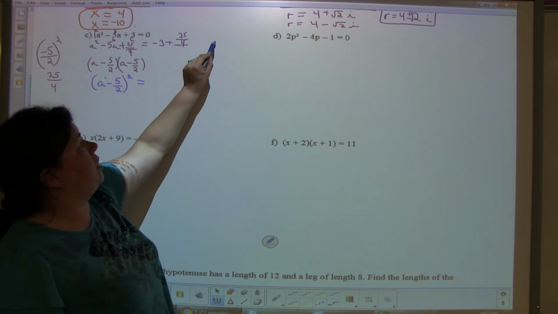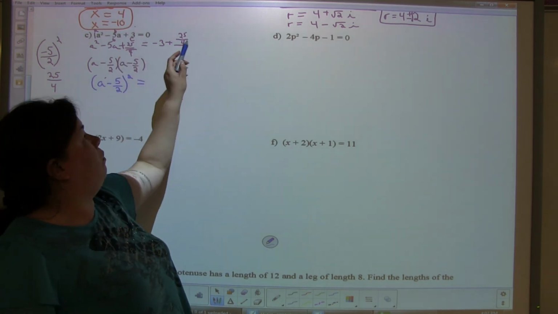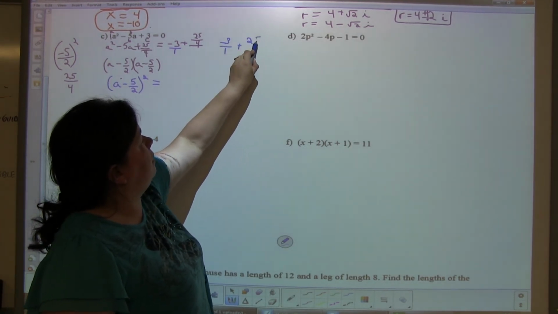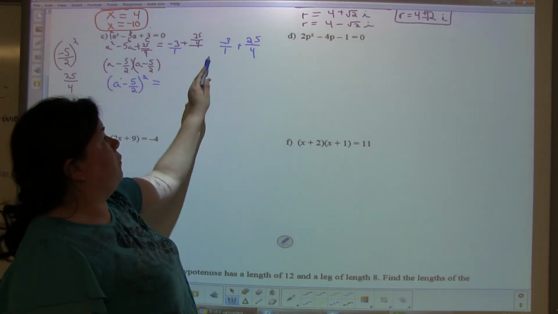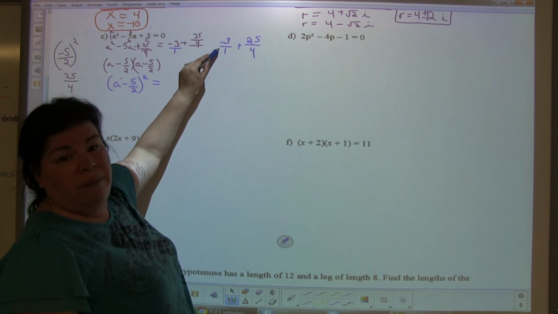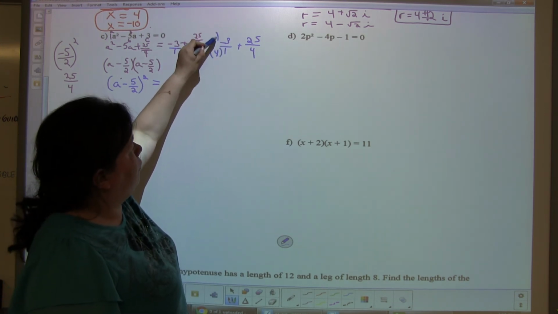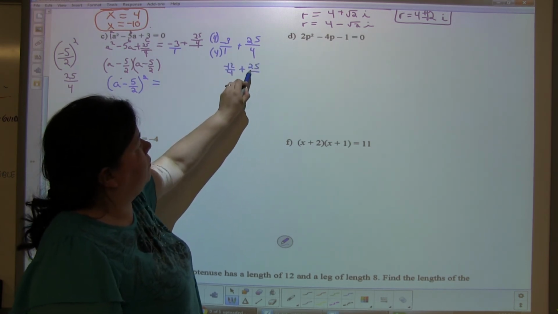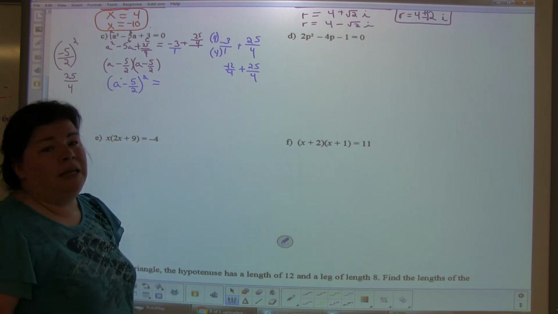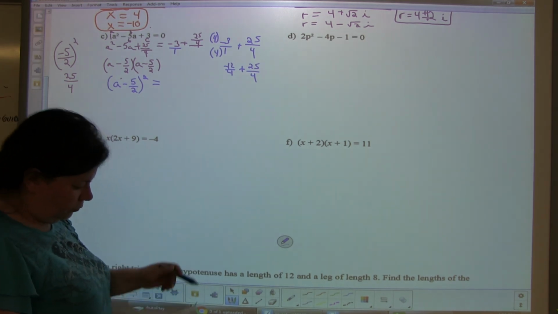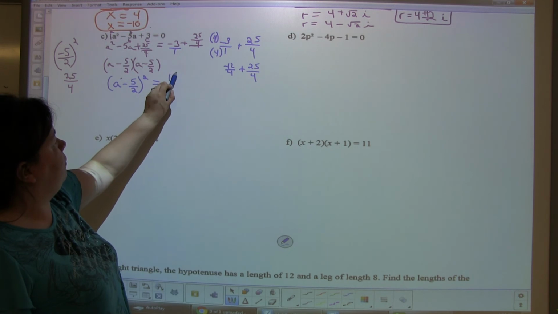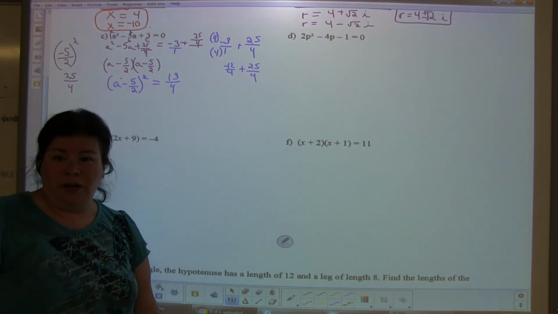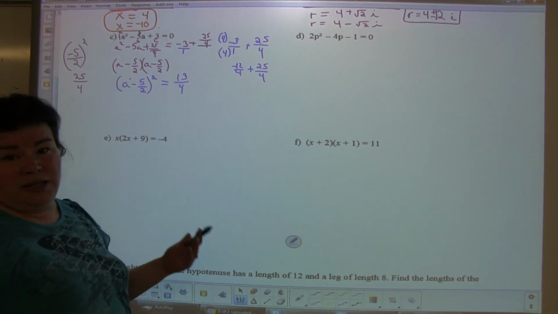So I can't just add that like we know. We have fractions here, so we have some work to do. We have to get a same denominator. So if I multiply this side by 4, I'm going to get the same denominator of 4, which means I have -12/4 plus 25/4, which is 13/4. Okay, so I have equals 13/4. All right, all that work for that little piece. Now we're ready to solve.